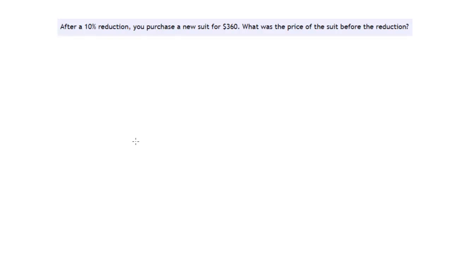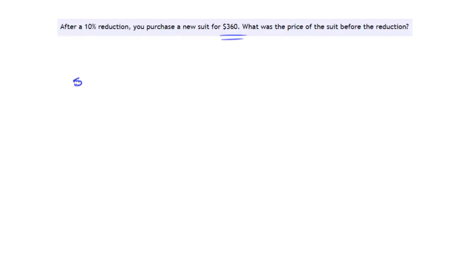All right, we have a really common question here in algebra. In this case, after a 10% reduction or 10% off discount, your purchase of a new suit costs $336. We're not worrying about tax or anything here. We're just saying that the sale price is $336. Let's take one quick second to remind ourselves of how these discounts would work.